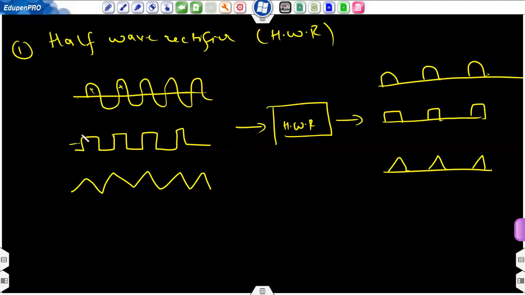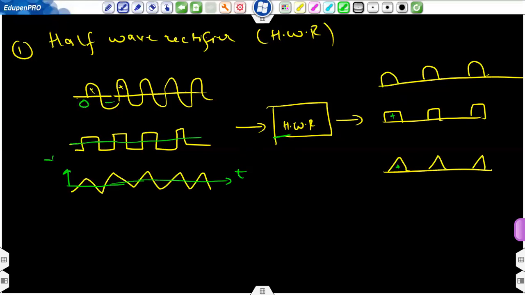Okay, let's say this is the axis. This is positive, negative, positive, negative. This is the axis. This is voltage. This is time. So you will only receive the positive half. So this circuit, the half wave rectifier, only allows the positive part of the input cycle to pass through it, and it will block the negative part.